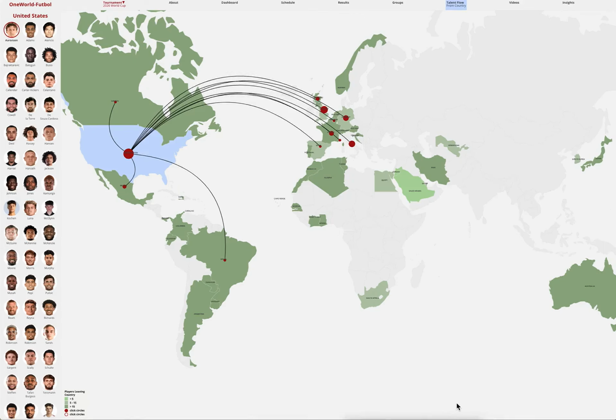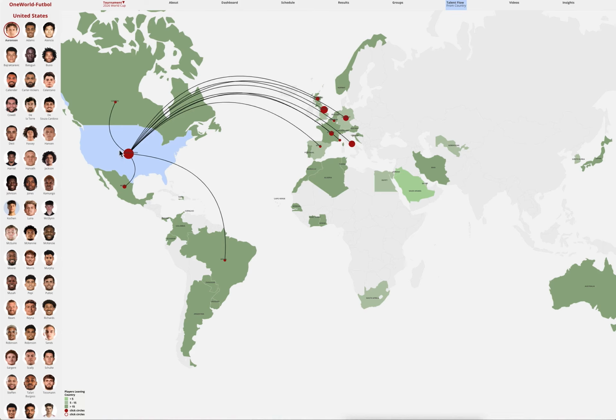Okay, now I'd like to show you the talent flow layer. This information basically cannot be found in any other product. This shows you where players are playing when they're not playing for their country. And it's a great interface for this because it really brings the information to life. Let's start with the United States, for example.